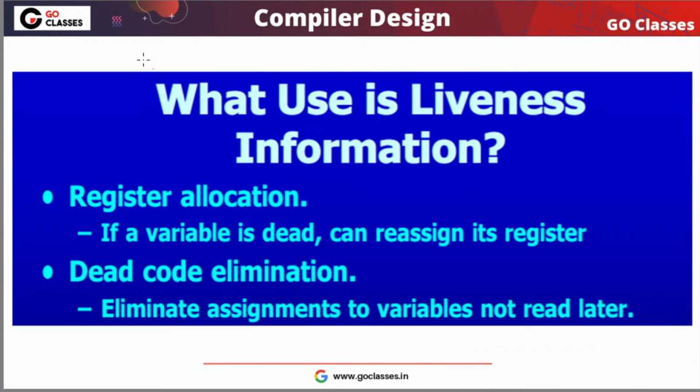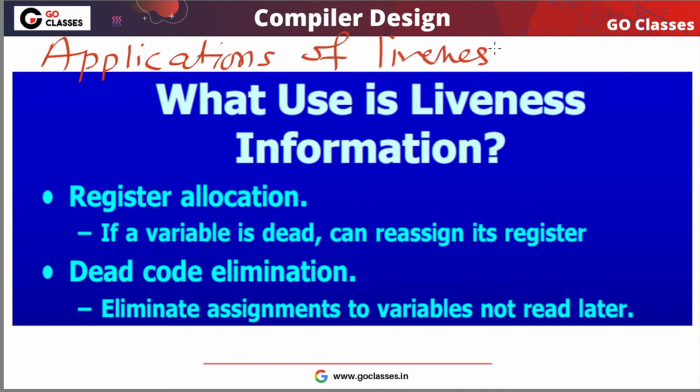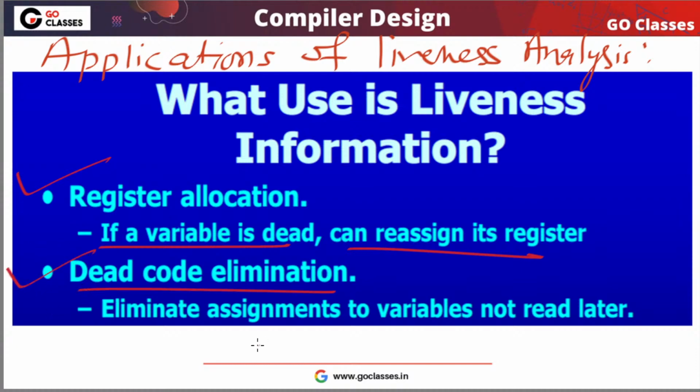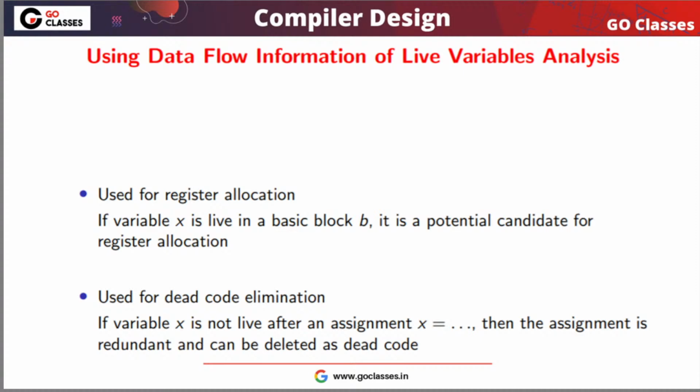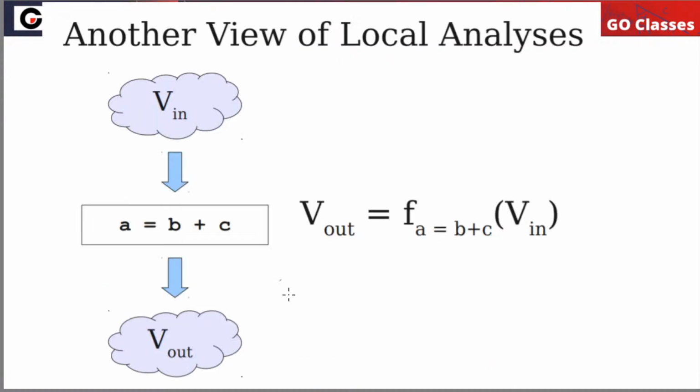Okay, and what are the applications? If anyone asks you in the GATE exam the applications of liveness analysis, I have already explained this in the previous lecture. The answer is register allocation. If a variable is dead, then you can reassign its register. So this is the first application, register allocation. The second application is dead code elimination. So these are the applications.